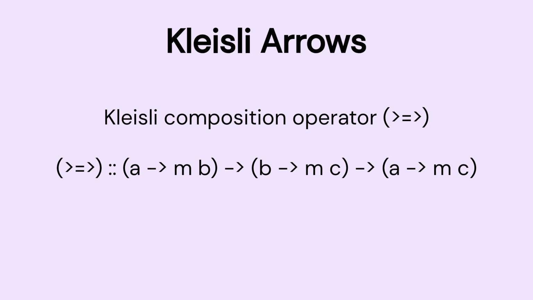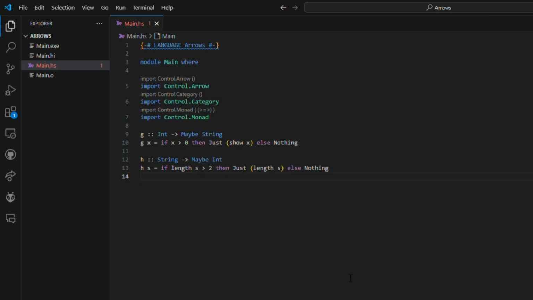Here is where Kleisli arrows come to the rescue. Kleisli arrows allow us to compose these monadic functions. They handle the monad wrapping in a way that keeps everything neat. In Haskell, there is a special operator for composing Kleisli arrows, called the Kleisli composition operator. It lets us chain functions of type A to M B and B to M C together into a single function.